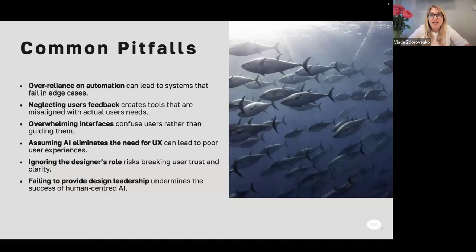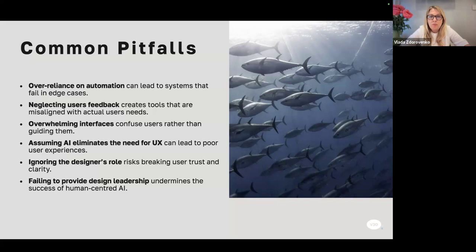There are a lot of things that can be adjusted, but keep in mind that over-reliance on automation can lead to systems that fail in edge cases. And in this, that means that sometimes we won't automate everything to help users to achieve faster results. But actually, not all users need this. You need to explore the context to understand their needs, their goals, how they want to achieve it, and automate those parts of the journey that need to be automated.